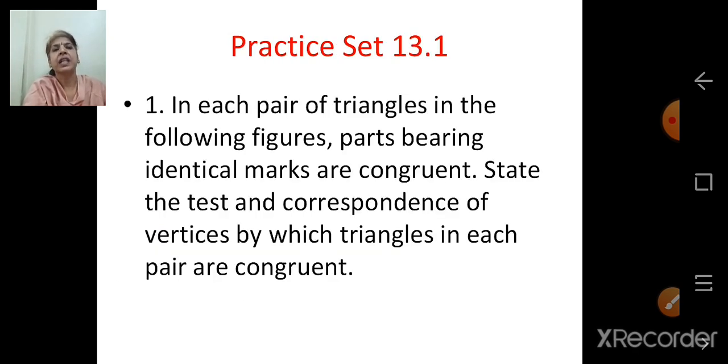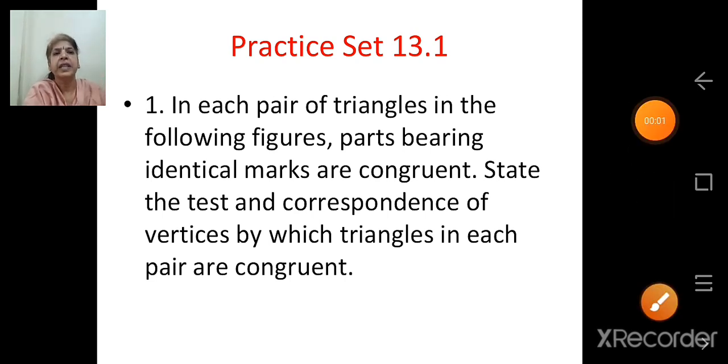So we'll start now with practice set 13.1. Are you all ready? Be ready with your textbook and pen. You will also require a geometry box. Practice set 13.1. In each pair of triangles in the following figures, parts bearing identical marks are congruent. State the test and the correspondence of vertices by which triangles in each pair are congruent.